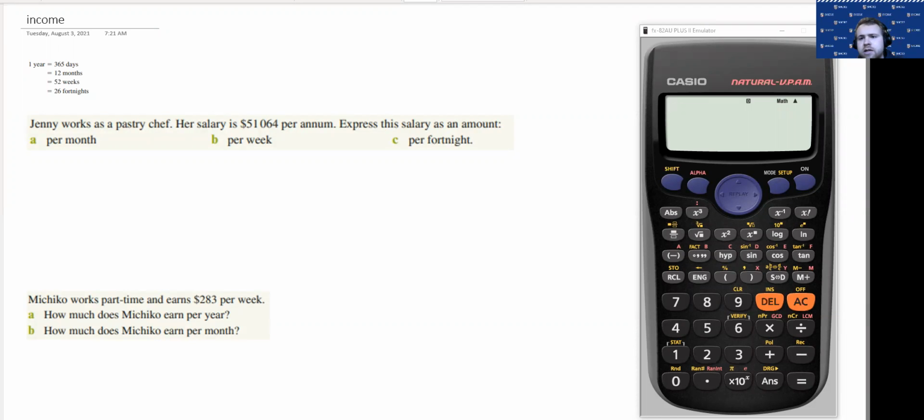Today, we're branching into a new side of financial mathematics. We're looking at income. You would have done a little bit of this in Year 9. It's relatively straightforward mathematically. We just need to make sure that we read questions carefully and work across all the conversions that we need to make.